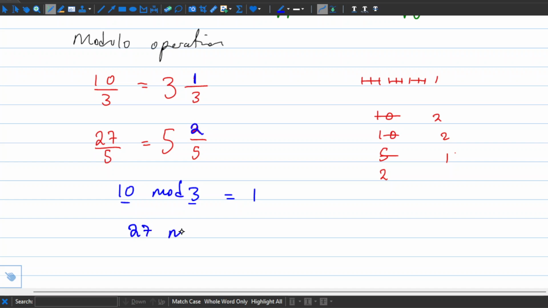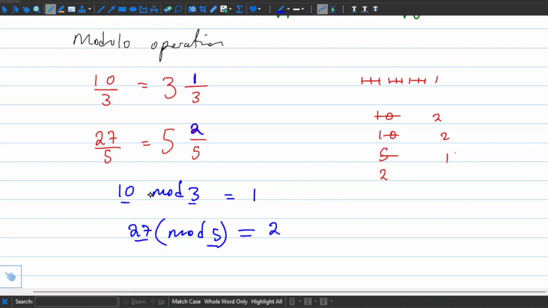27 mod 5. Same question. Others will even put it in brackets like that, but it doesn't make much difference. The question they're asking is, when you divide 27 by 5, what is the remainder? Well, we know the remainder is 2. So that is that, and you're done. Okay, so that is the modulo, right?